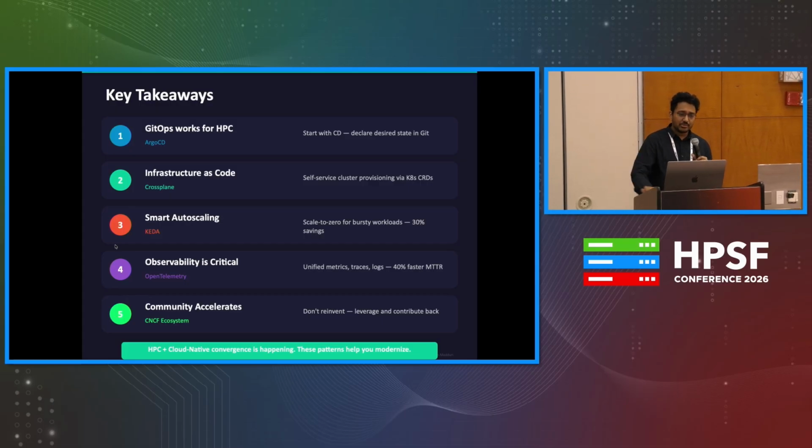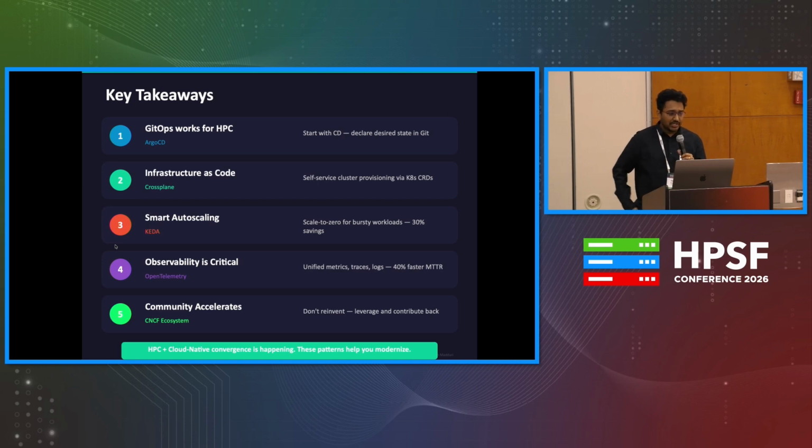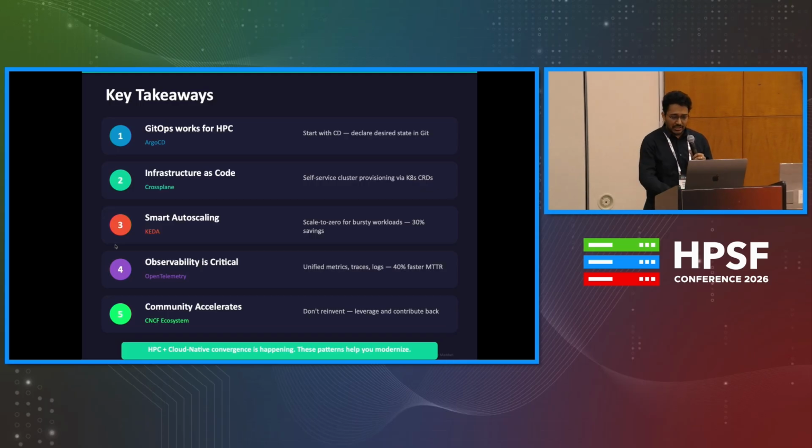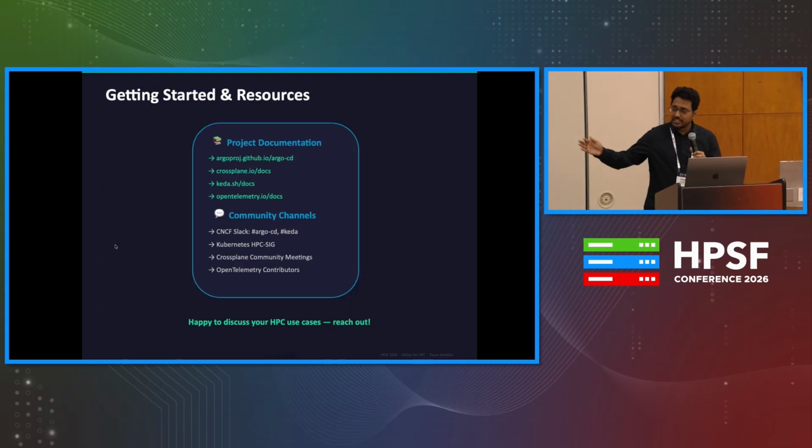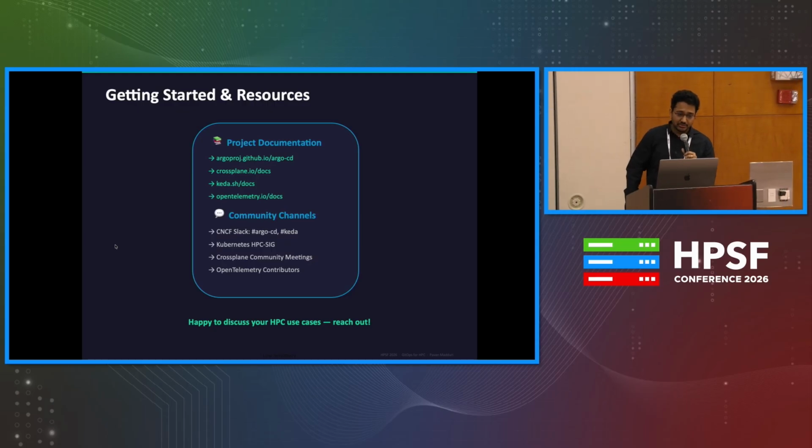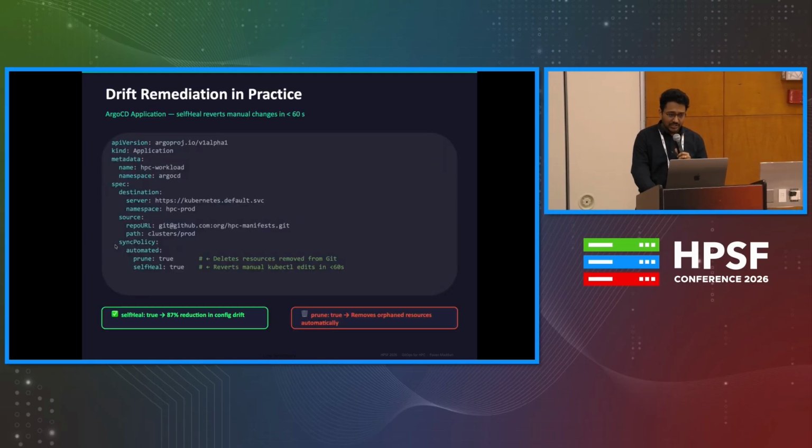So one is GitOps for HPC and infrastructure as code, where you can use Crossplane, smart autoscaling with KEDA, and observability with OTel. These are all open source projects which we can take a look at. And as I mentioned, ArgoCD.